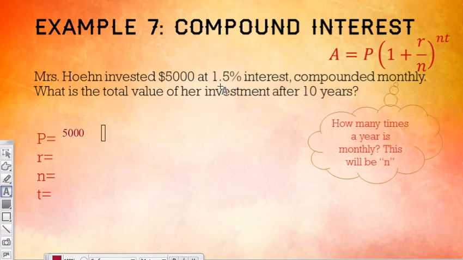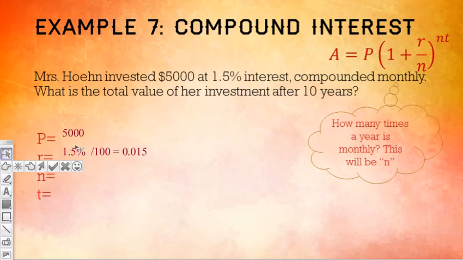And then it says that we're investing it at 1.5% interest. Okay, that's a percentage, that's a rate, that's going to be my r, so 1.5%. But remember, when we're plugging percentages into our formula, we have to divide that by 100 to get the actual decimal value. So I'm going to take that 1.5% and divide it by 100, and that's going to give me 0.015. Okay, that's going to be the rate that I use for my r. So I would plug that value in for r.